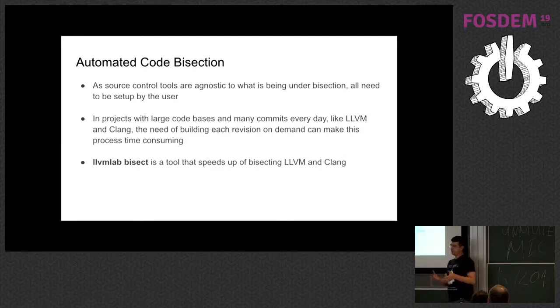Then, as we have a big code base and lots of commits, there was a need to have a specialized tool in order to run bisection on clang and LLVM. This was created 3 years ago, and this tool is LLVMLab bisect. Using this tool, you have a specific environment to triage or bisect bugs or regressions in general on the LLVM and clang code base.